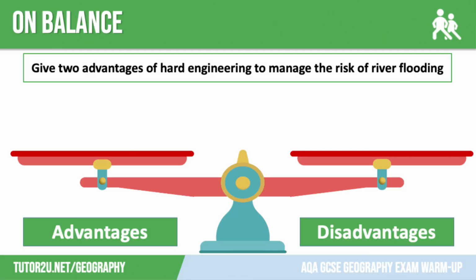So we know how this activity works because we saw it in the first part of the video, and we've talked about why the on balance activity is quite a good one. And in this section of the paper, so the section with the questions on rivers, you're often asked to consider the pros and cons of different management strategies for rivers. So think about hard engineering strategies such as dams, channel straightening, flood embankments, etc. And remember, you can compare them to soft engineering strategies if you wish.